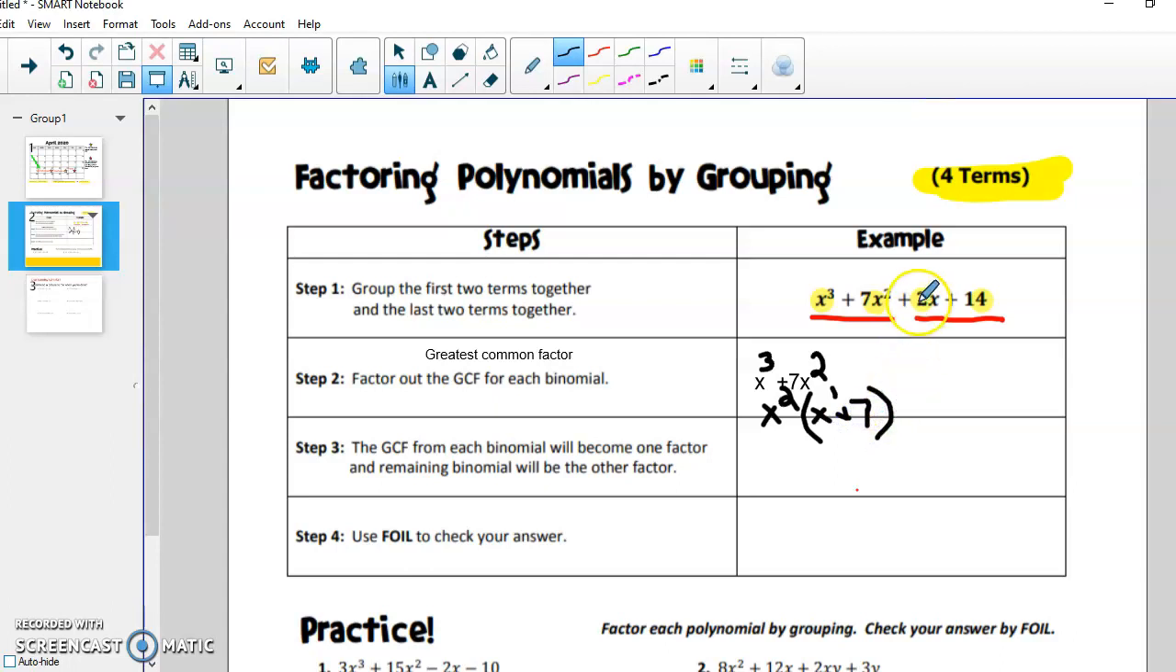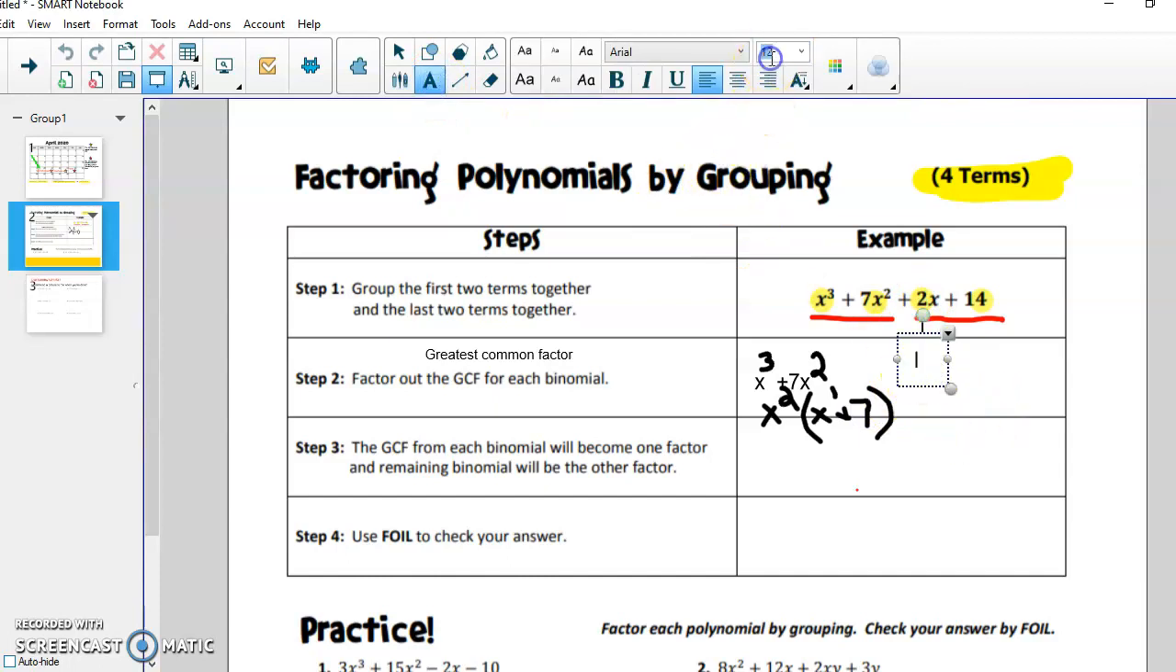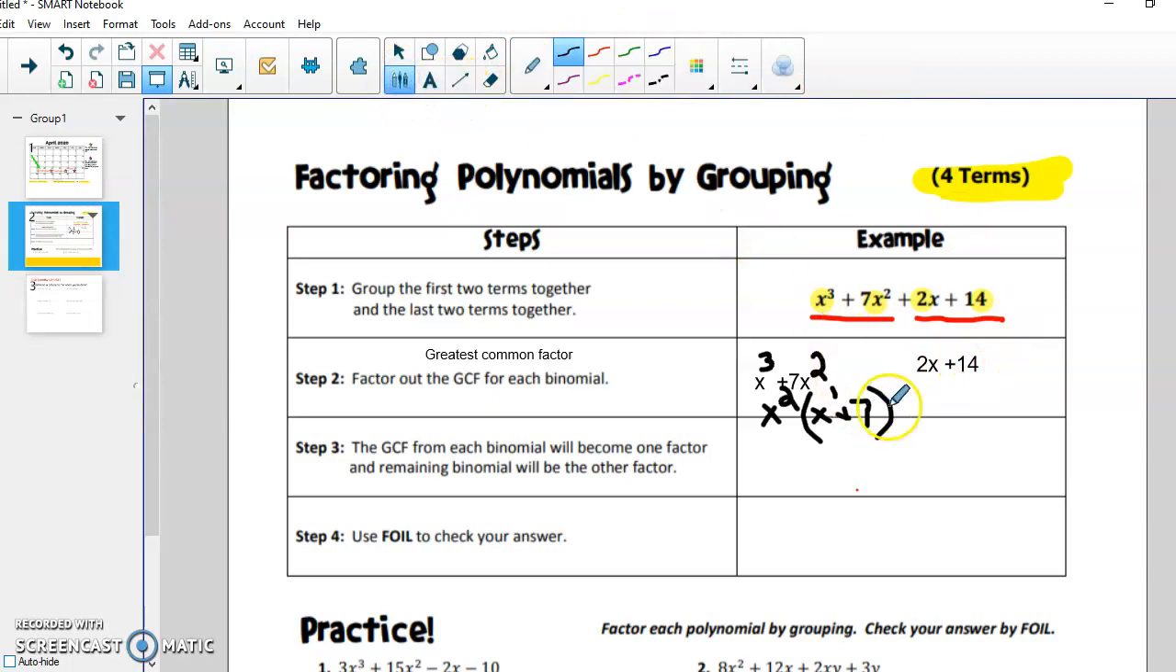And I'm going to do that same process with my second binomial here. I am going to recognize that I have a 2x plus 14. And I need to think about what is the greatest common factor? What can I take out of 2x and 14? What do they both share? And I know that they both share a 2. And I can divide both of those terms by 2. And when I do that, I am left with x plus 7. So I factored out that greatest common factor.